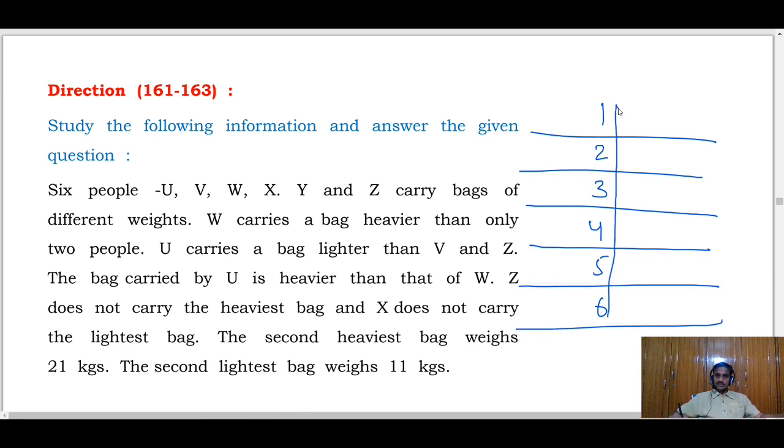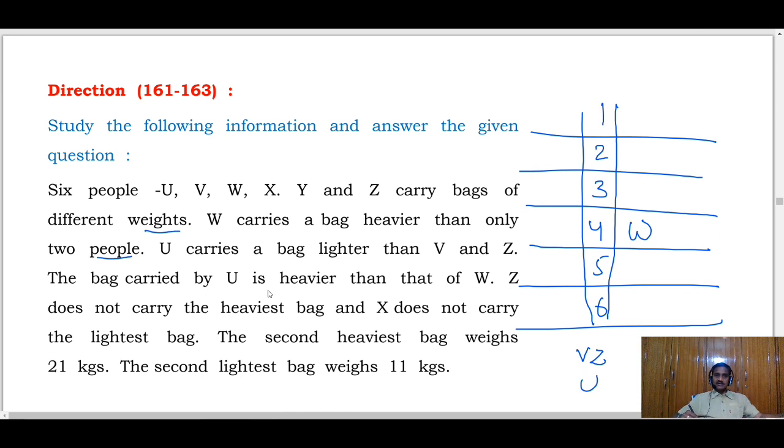Now these 6 people, U, V, W, X, Y, Z, carry bags in different weights. W carries a bag heavier than only 2 people. W is heavier than only 2 people. U carries a bag lighter than V and Z. Now U is lighter than both these 2 persons, V and Z.